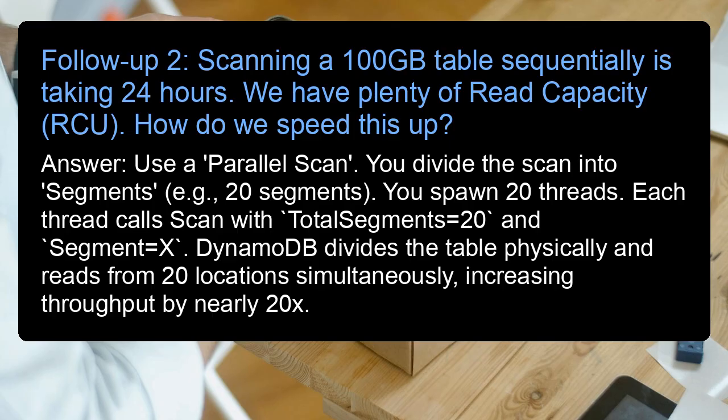Each thread calls scan with total segments equals 20 and segment equals X. DynamoDB divides the table physically and reads from 20 locations simultaneously, increasing throughput by nearly 20 times.